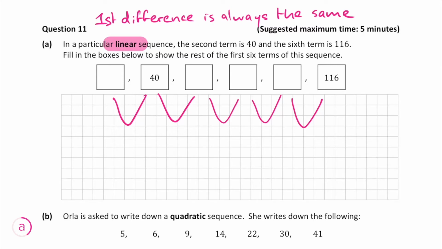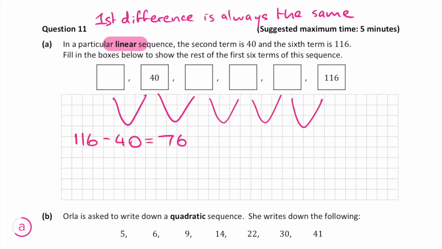Since there are 4 gaps between the second term and the sixth term, we know that we must add 4 of the first differences to the second term to get the sixth term. In other words, the difference between the sixth term and the second term is 4 first differences. So let's find the difference between the sixth and the second term.